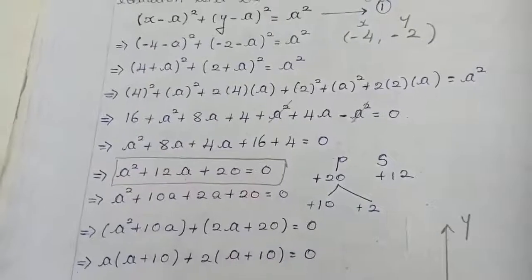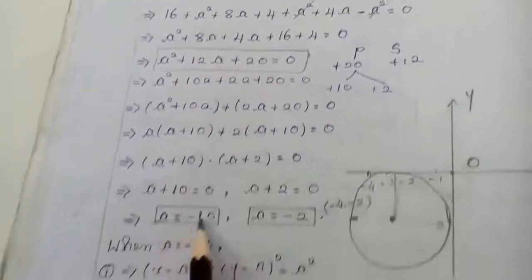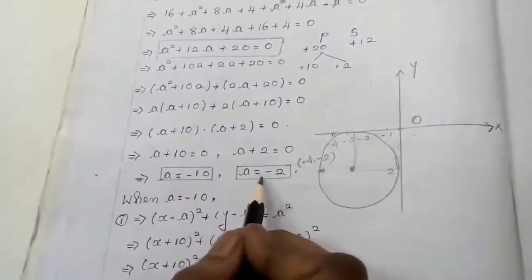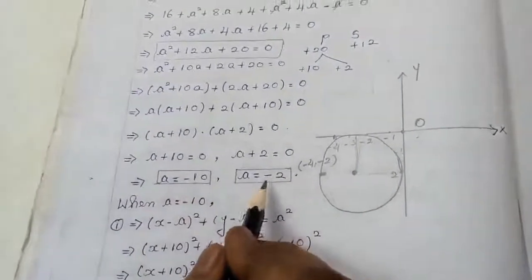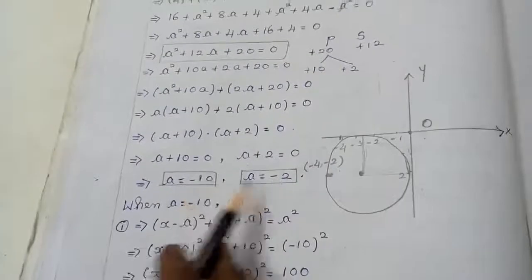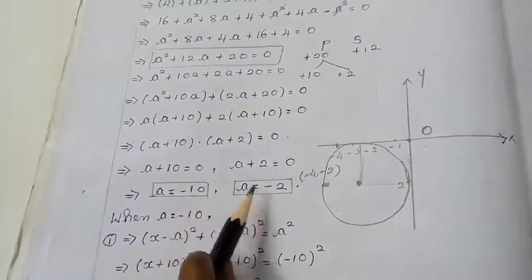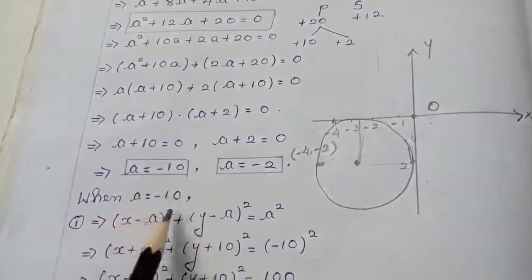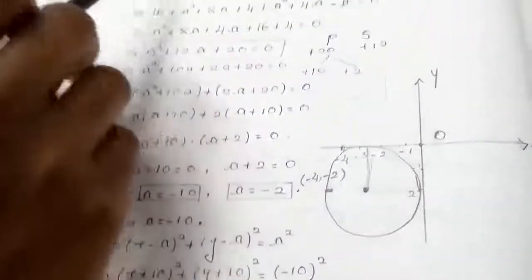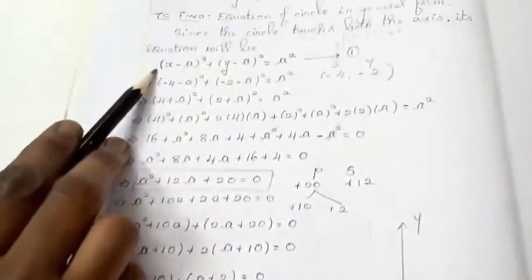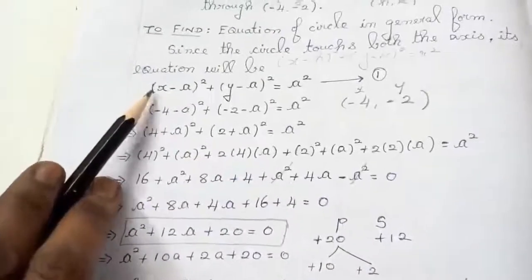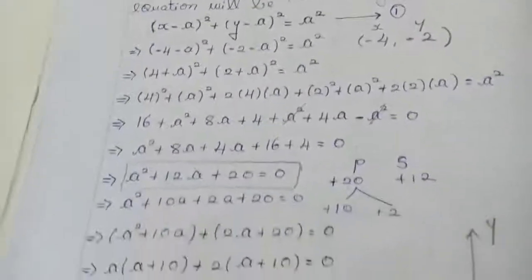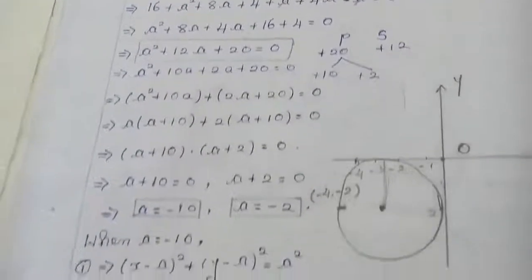For a you are going to get two values, that is a equal to -10 and a equal to -2. But the question is, they are asking you to find the equation of the circle. I am getting two different values for a. When a equal to -10, I am going to replace this value in equation 1. While I am replacing, I will not disturb x and y. I am going to replace here, students. So in this place, I am going to replace.